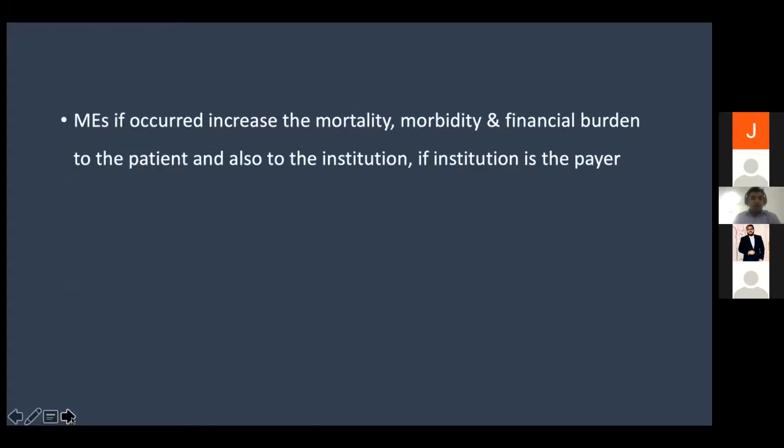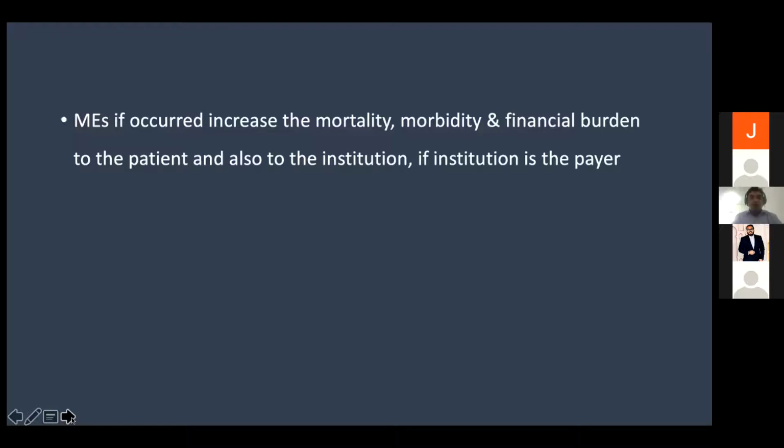The thing is, if a medication error occurs in this set of population, it increases mortality, morbidity, and financial burden to the patient and also to the institution, if the institution is the payer. But unfortunately, in India, the institutions won't pay for the patients. Usually, the patient comes as self-pay or, in a lesser set of population, as insurance pay. Transplant is an expensive affair, and chronic care of this transplant patient is also an expensive affair.